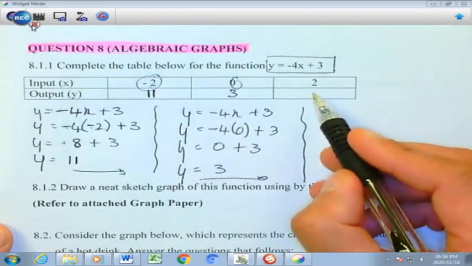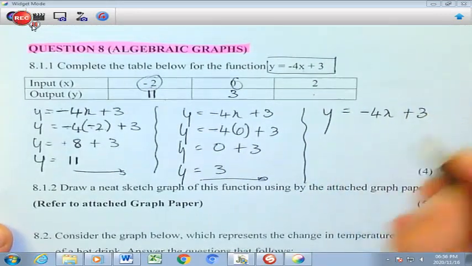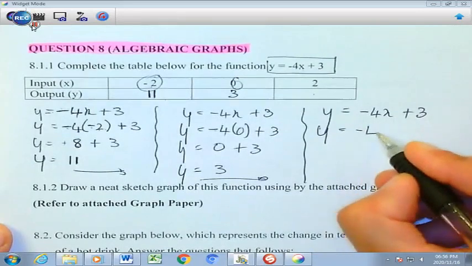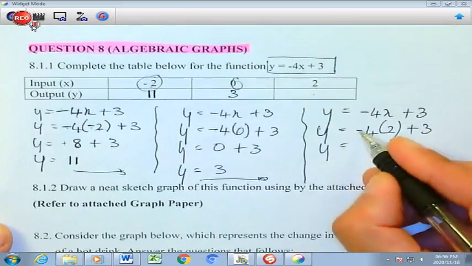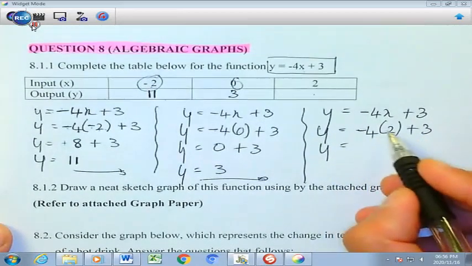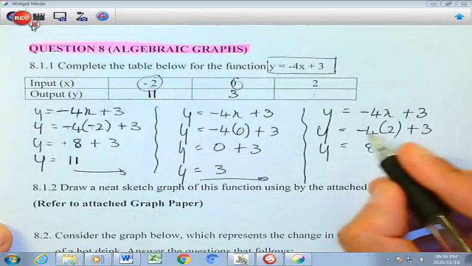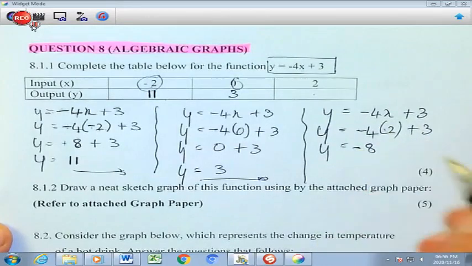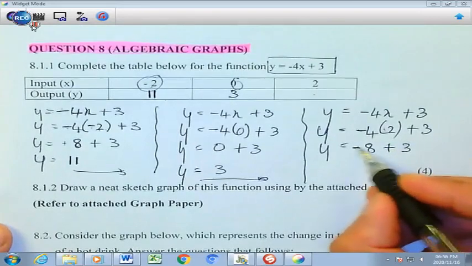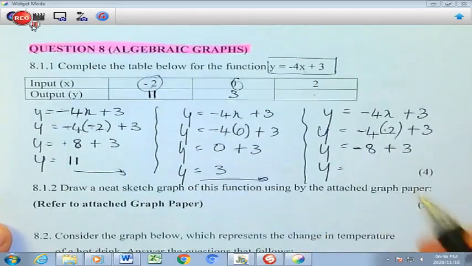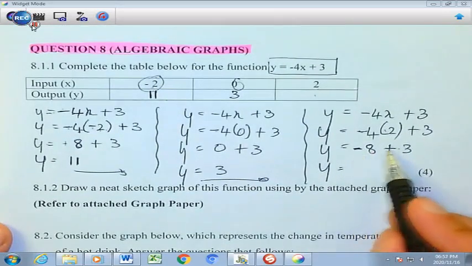Let's do another one to fill up this one here. You're going to say y equals negative 4x plus 3. Y equals negative 4, and we substitute that 2 in there, plus 3. So here we go, there's a positive there. 4 times 2, that's definitely going to give us 8. A negative times a positive is going to give us negative 8, plus 3. So you have positive 3, negative 8. The rule is, when you have a negative and a positive, you need to subtract.